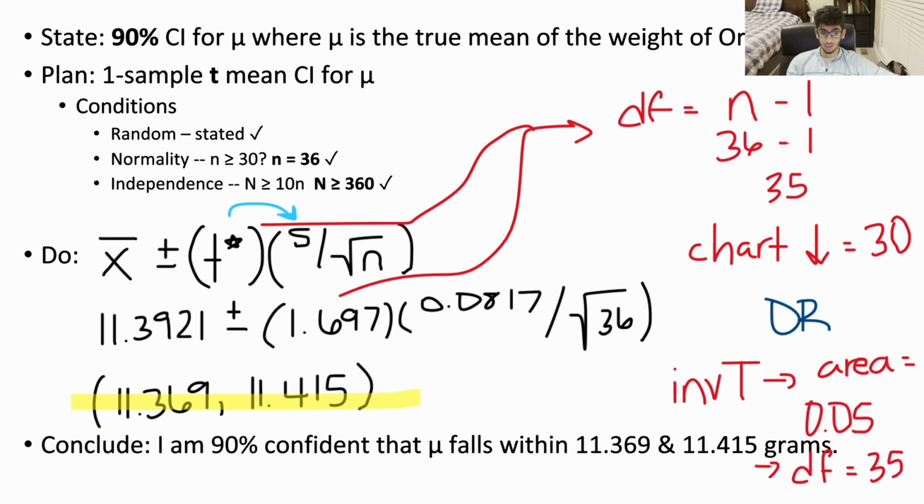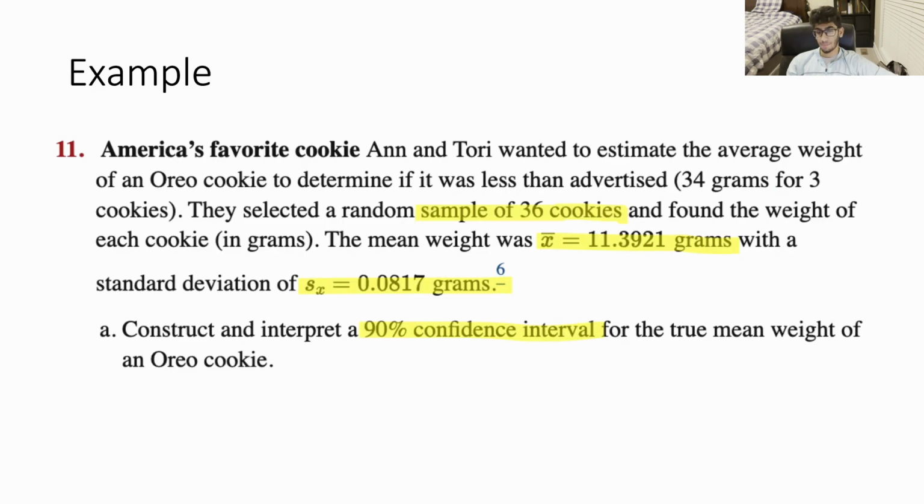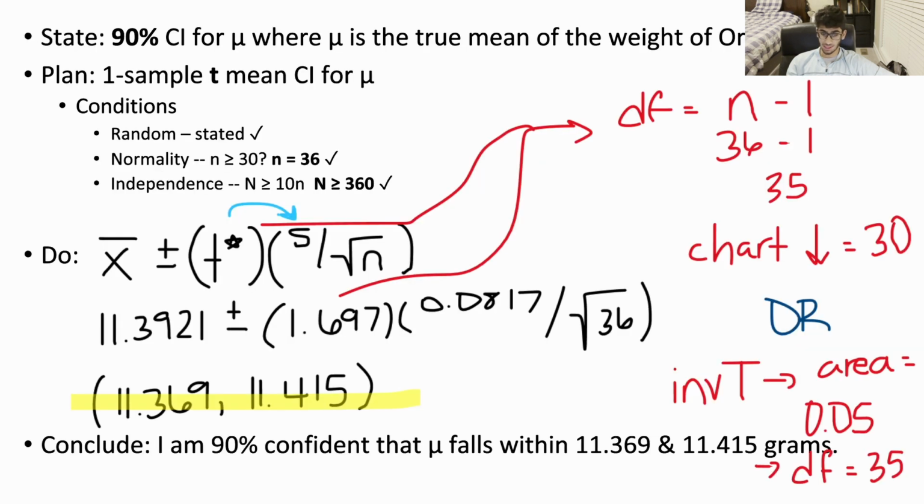And then for the do, you have x bar plus or minus t star times s over square root of n. You just plug these values back into this equation, and the highlighted part is our confidence interval. If you're trying to calculate your t critical value, you want to get your chart out, or go to inverse t. If you're using the chart, you use n minus 1 for your degrees of freedom. In this case, our sample size was 36, and 36 minus 1 is 35, so our degrees of freedom is 35.